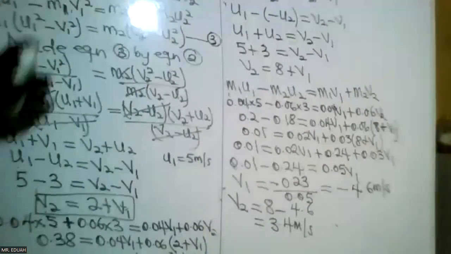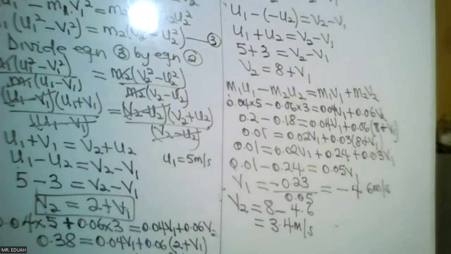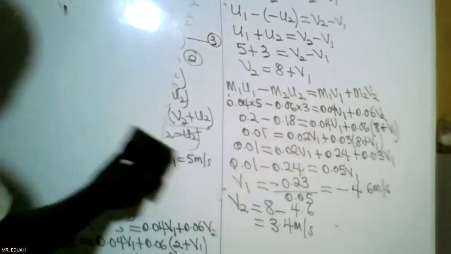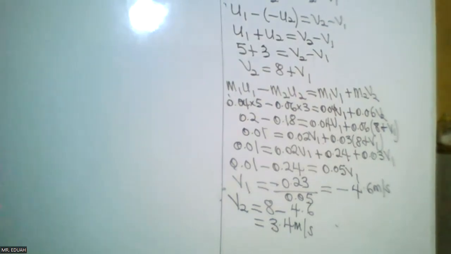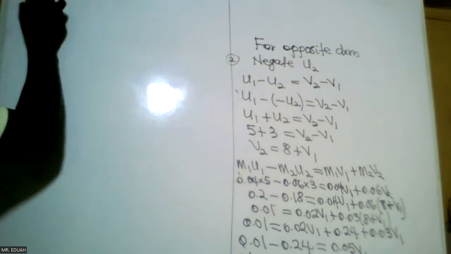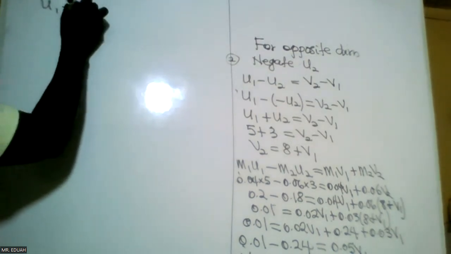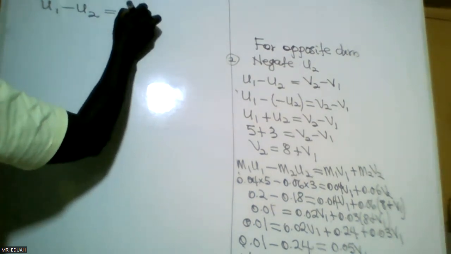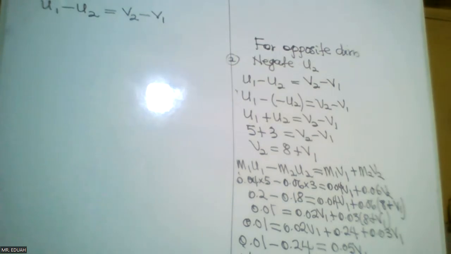Let me talk about the coefficient of restitution thing for, I think, Janice, who wasn't with us. So when we went through the whole thing, we concluded that velocity of approach, u1 minus u2, is equal to v2 minus v1, the relative velocity of separation.